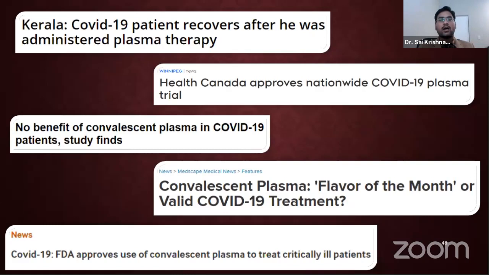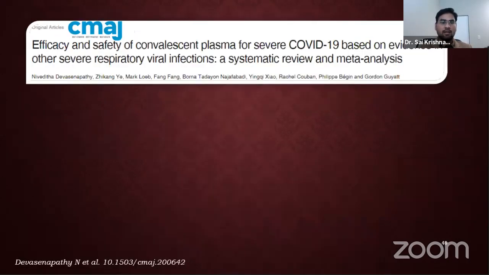So let's look, with a view of systematic reviews, at what exactly it is saying about the usage of CPT, convalescent plasma therapy, to treat COVID-19. There is a recent study published this month in CMAJ, the Canadian Medical Association Journal, where they assessed the efficacy and safety of convalescent plasma for severe COVID-19 based on other pandemics like influenza, MERS, and SARS.